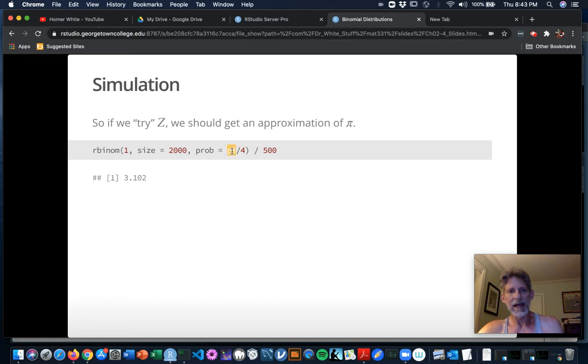By the way, pi is how you get pi in R. And then, of course, divide by 500 to get the z. So this is a try of z. And we come out to 3.102, which is not a bad approximation to pi.